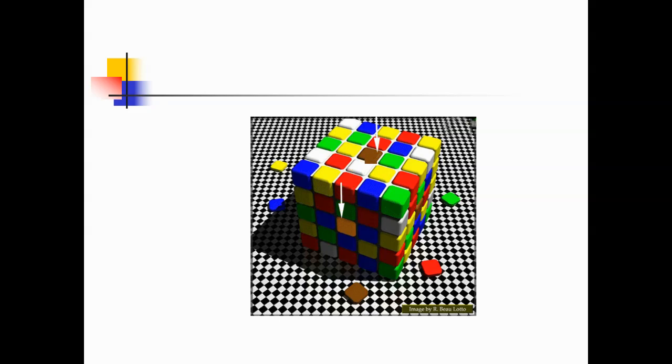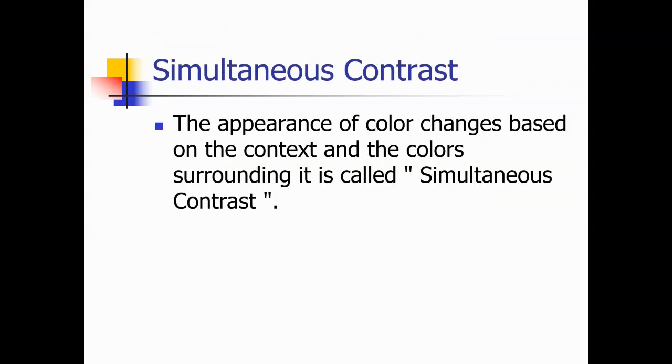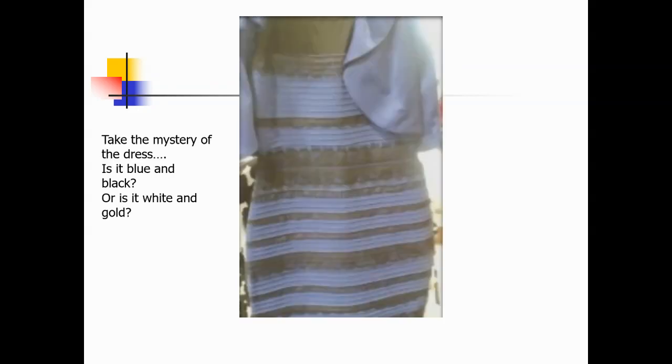Same color, just different context. That's why these rectangles look so different. In context, one of them is in shadow, so it appears much brighter. The appearance of color changes based on the context and the colors surrounding it. When this happens, we call it simultaneous contrast. It helps to explain the mystery of the dress.